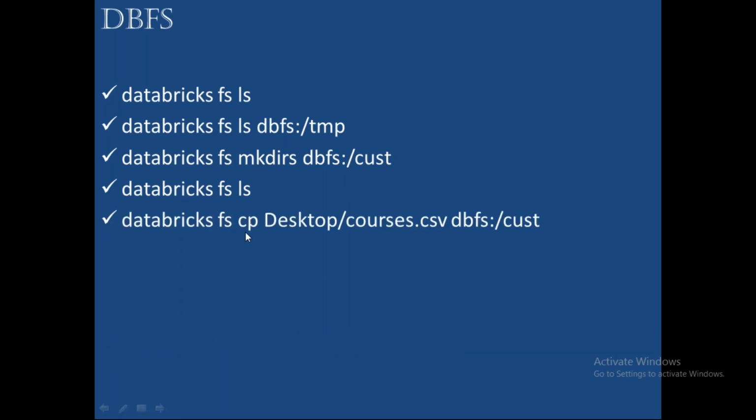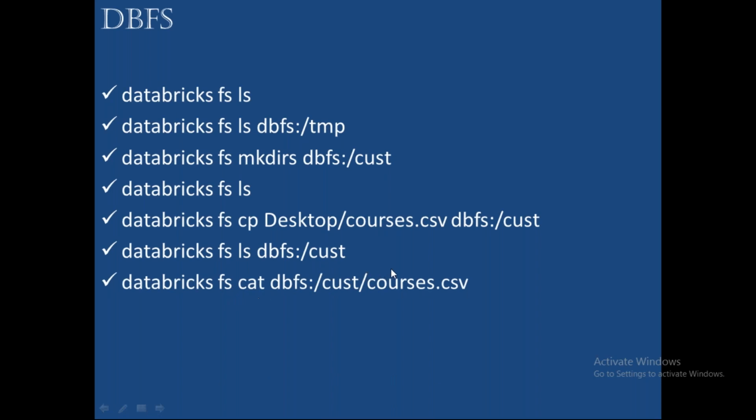Next, databricks fs cp. cp is basically for copying the data. So I want to copy data from the desktop, the courses.csv file, to dbfs:/cust. I have created a cust folder, and into this cust folder I want to copy this courses.csv file. You can copy something like this. Next, fs ls dbfs:/cust. Now what will happen? In this cust folder I copied this courses.csv file, and that file will display when you list it.